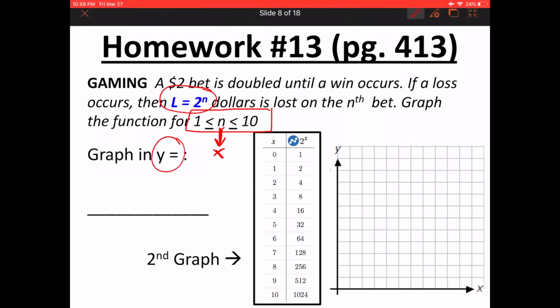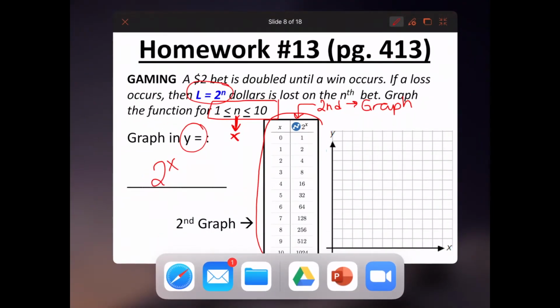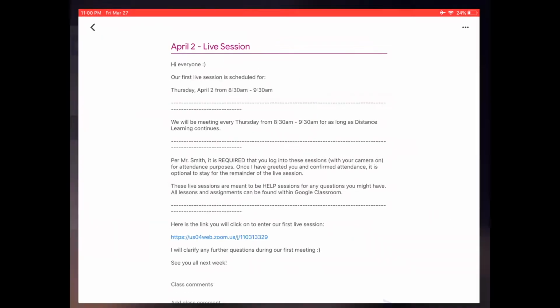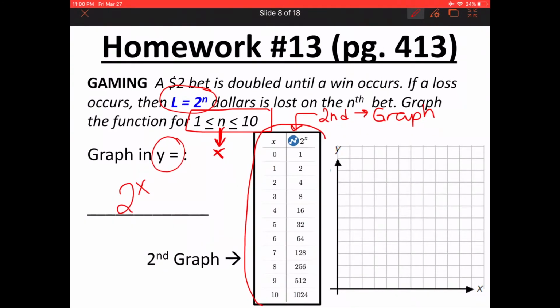So y equals, in my calculator, I'm going to graph 2 to the x. And when I graph 2 to the x, I want to go to second graph, because that's going to give me this table that I see here. And this table is so important because it is going to give me the points to graph.